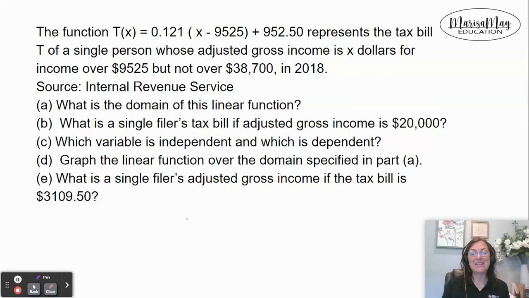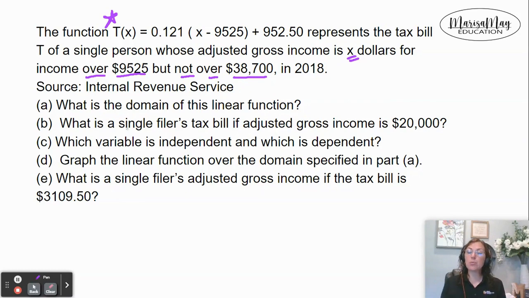Dr. Marissa May, and in this video, we're going to be using the function T of x to represent the tax bill of a single person whose adjusted gross income is x dollars for any income over $9,525, but not over $38,700. So A is asking us for what is the domain of this linear function.